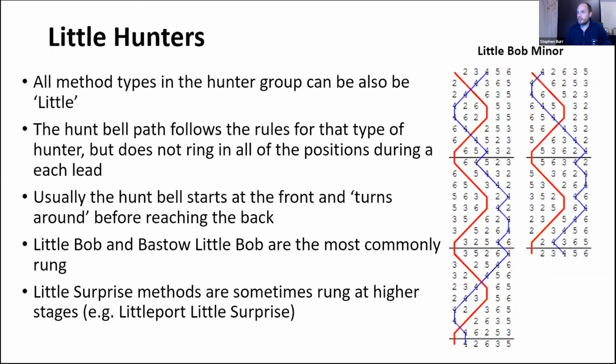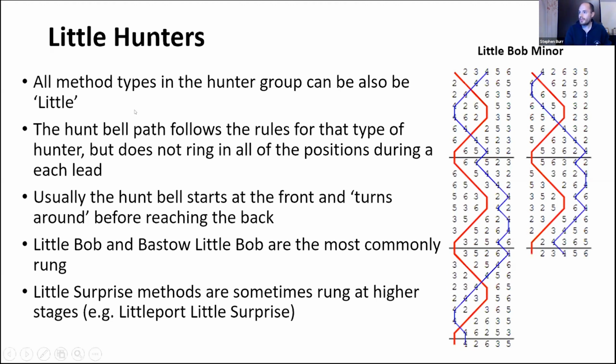Next, I'm just going to come on to little hunters. Now, some of you may have been sitting there wondering, when's little bob going to be mentioned? Little hunters are, if you remember the diagram, in a circle on their own, and that's because multiple types of methods can be little methods, not just plain hunters, also surprise, delight, treble bob, and so on can be little hunters.